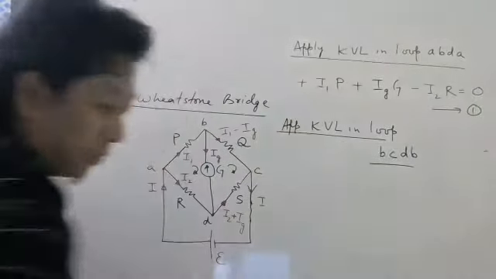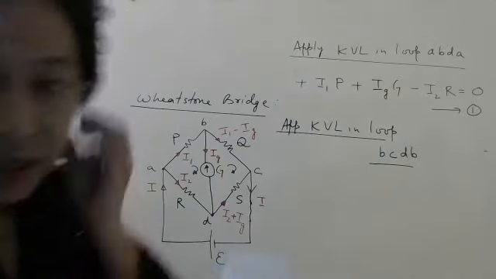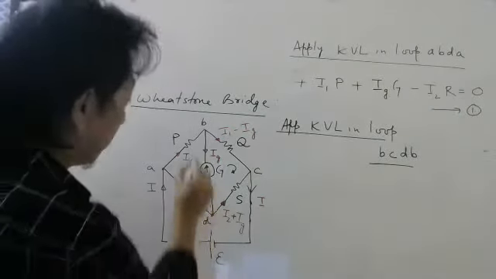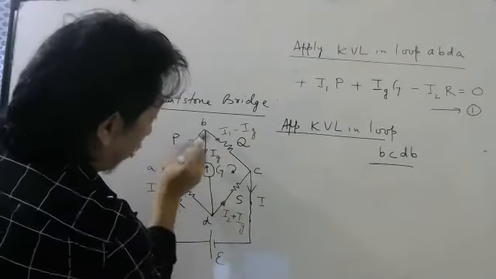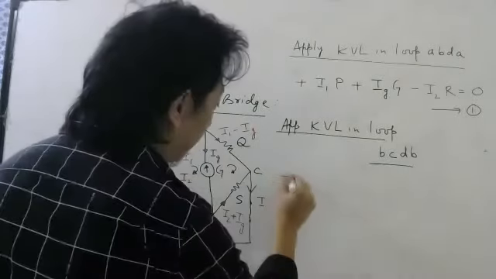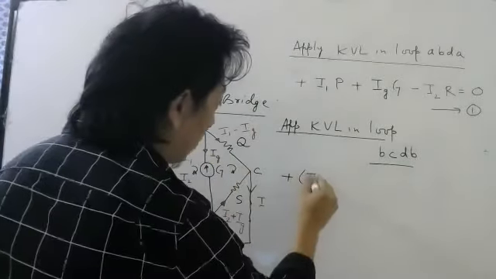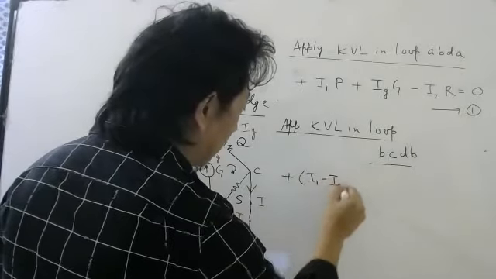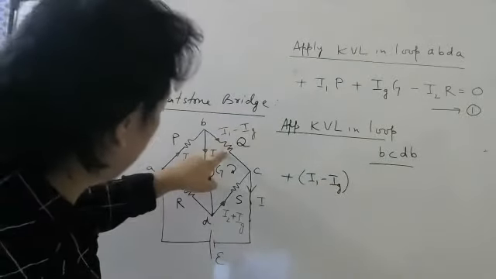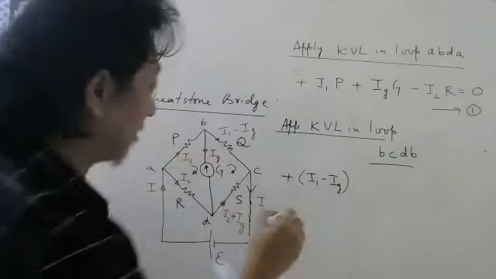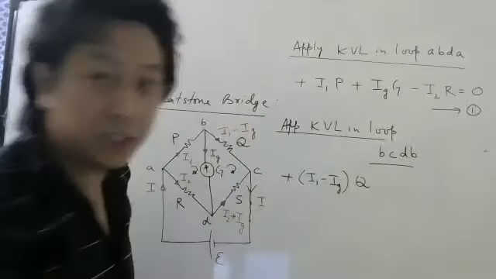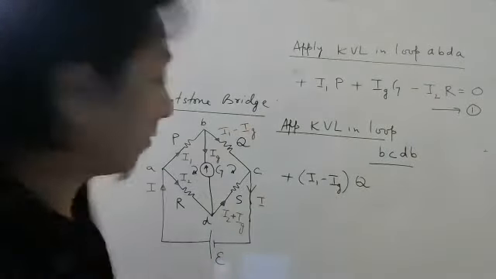Along the current, we take positive. Against the current, we take negative. And this way we move. Along the current, so it will be positive. What is the potential difference for this? Current is I1 minus IG. Don't forget, current in this resistor into resistance, that is your potential difference according to Ohm's law.